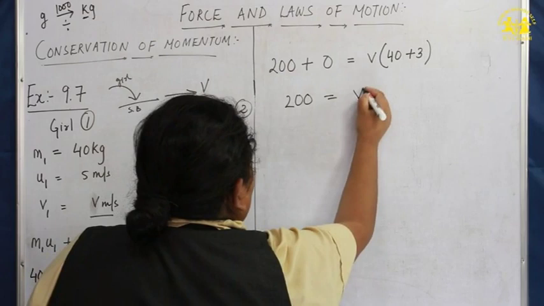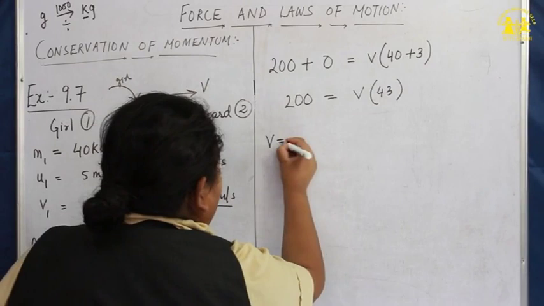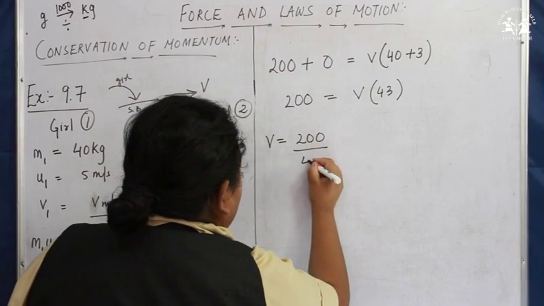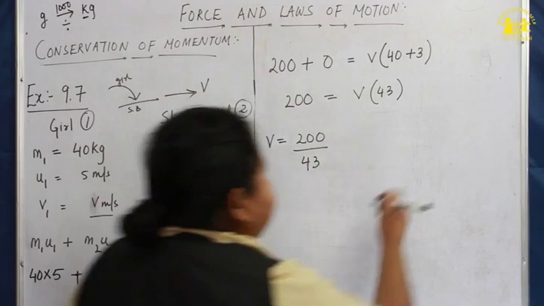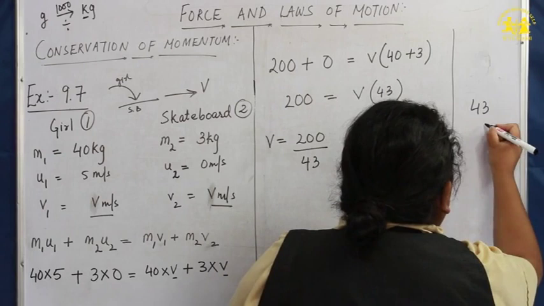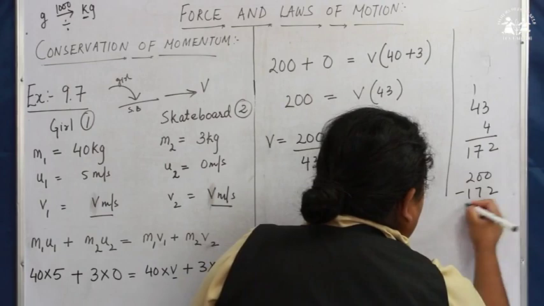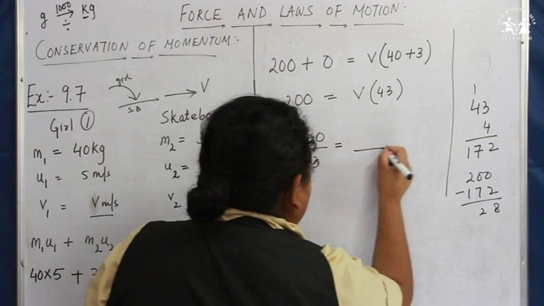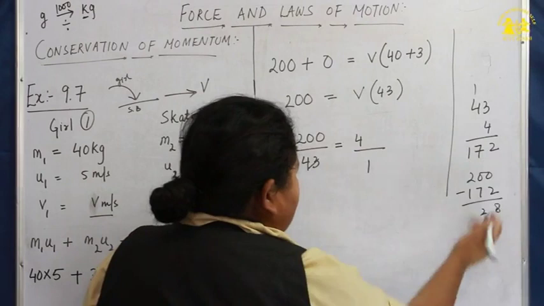Okay, now let us find v. v is 200 divided by 43. Let us do the division.